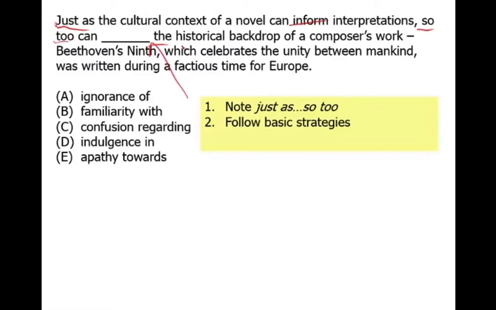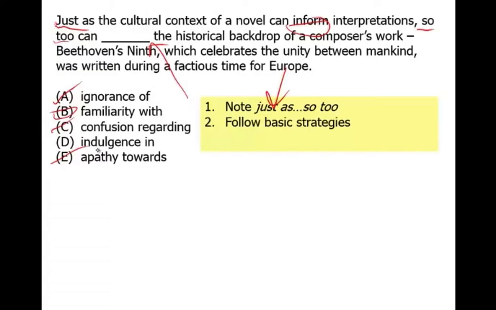You want to follow your basic strategies. Notice the word that should go in the blank should be similar to "informed," because we pick up on this phrase. Therefore, the word that works very nicely here is familiarity. Not ignorance, because that would show that suddenly the cultural context of a novel isn't important, that there's been a shift. Words like confusion, or answer choice C, also don't make sense, nor does apathy, which means you don't care at all. It's important to note that, yes, historical backdrop is important, just as cultural context of a novel is.